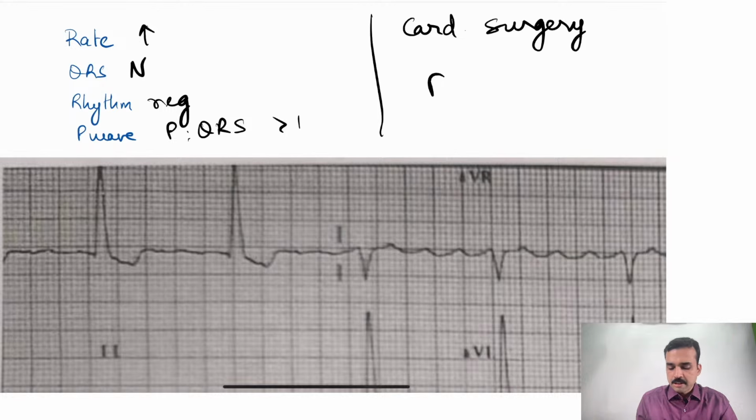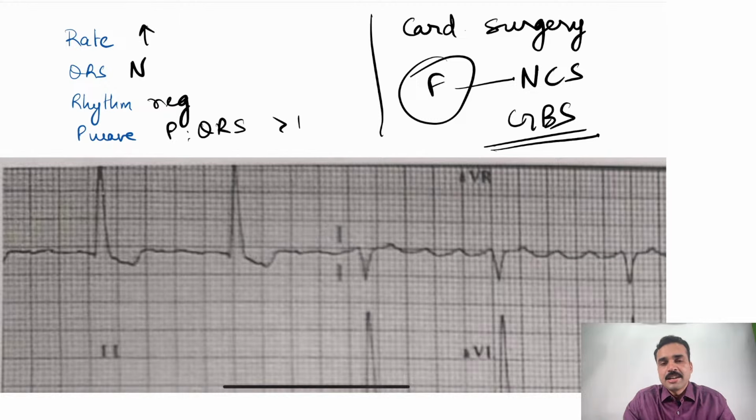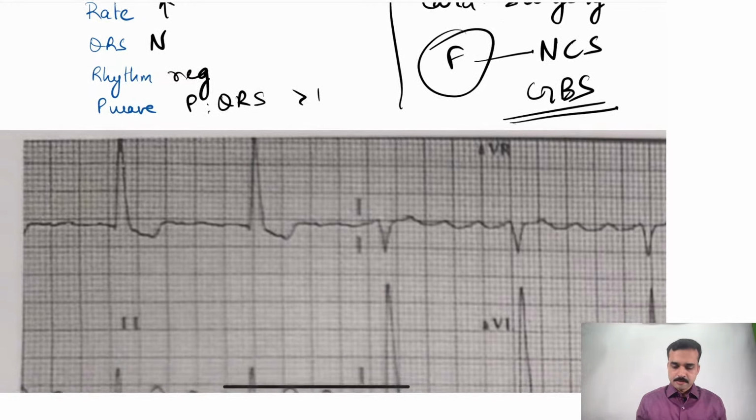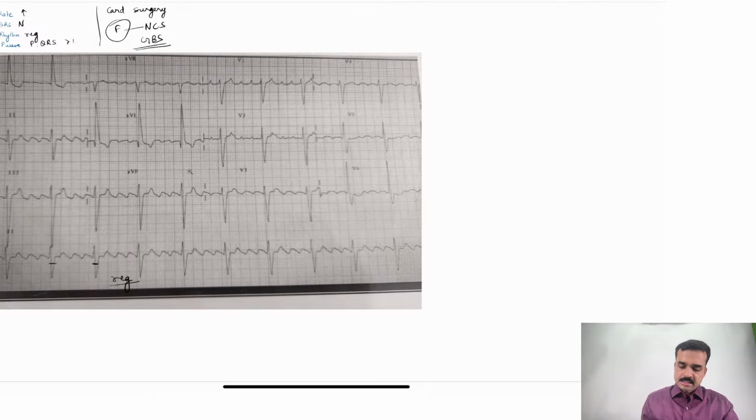So F waves, these are called F waves. Where else do you see F waves? You see F waves in nerve conduction studies in case of GB syndrome. Okay, in GB syndrome, F waves would be either delayed or maybe absent. Okay, F waves in nerve conduction studies as well as in ECG. In ECG, it is atrial flutter. Okay, right, very good. All of you are doing very well in identifying the rhythm disorders in these ECGs.